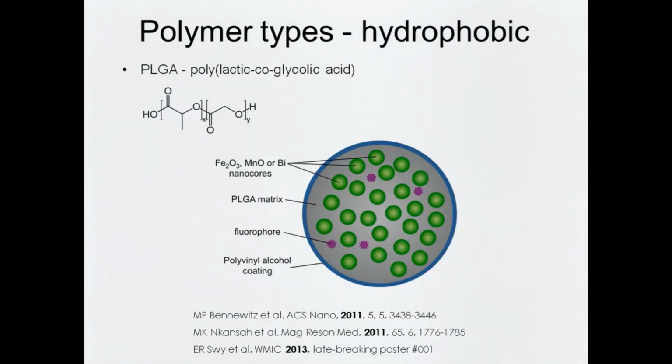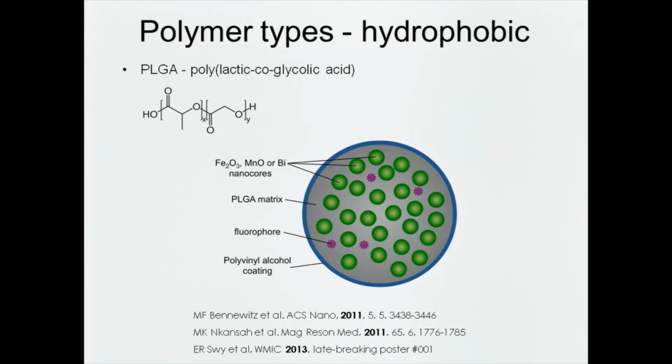Now let's talk about hydrophobic polymers. So one of the most famous, most widely used is PLGA, polylactic-co-glycolic acid. It has some pretty advantageous properties in terms of biodegradability and controlled release. And so this has been explored as a polymer to temporarily suspend nanocrystals before the polymer breaks down, degrades, and the nanocrystals eventually release for excretion.